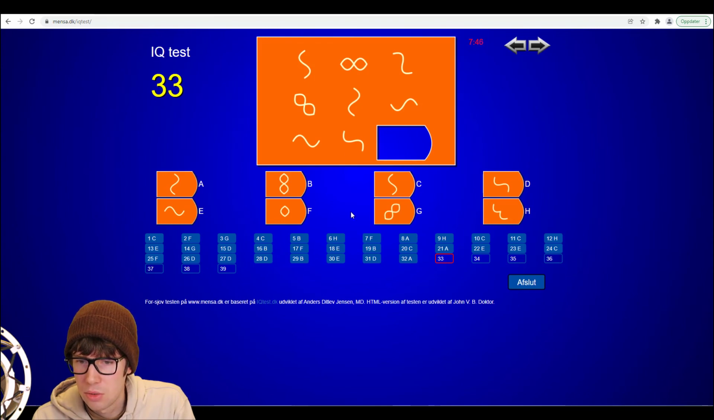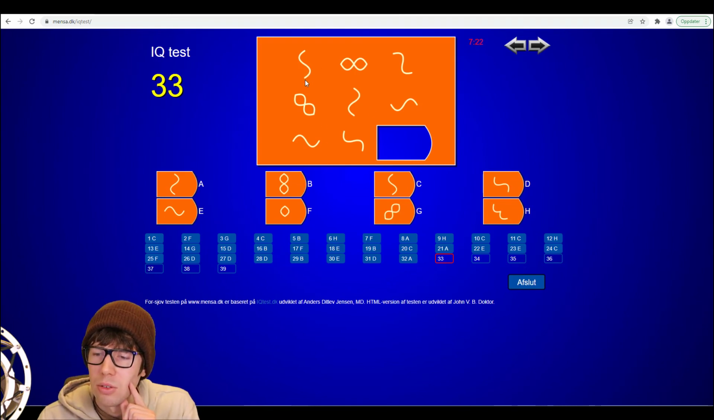So the only alternatives here will be B and G. And let's see, what am I missing here? What am I missing? Is it going to be... Okay, no, this one I'm uncertain, but I'm gonna go with the B. But B or G, obviously. But let's see. Yeah, this mirrored noodle is kind of throwing me off here. Okay, I'm just gonna go with B.